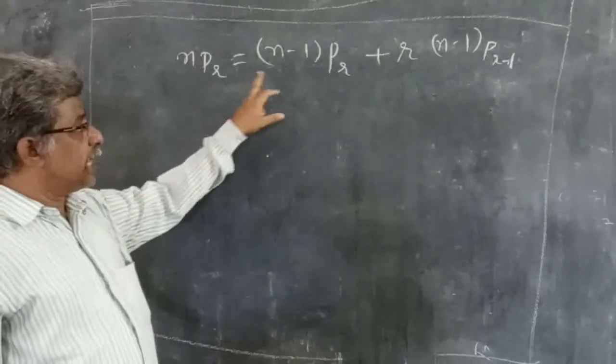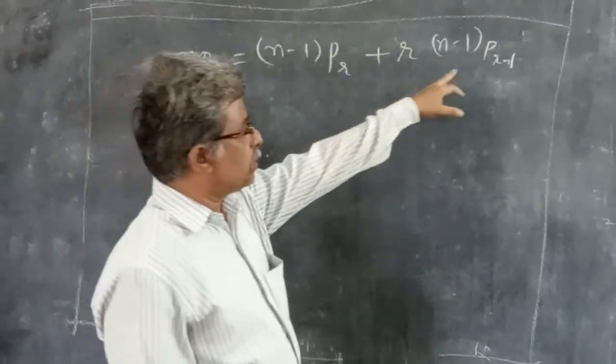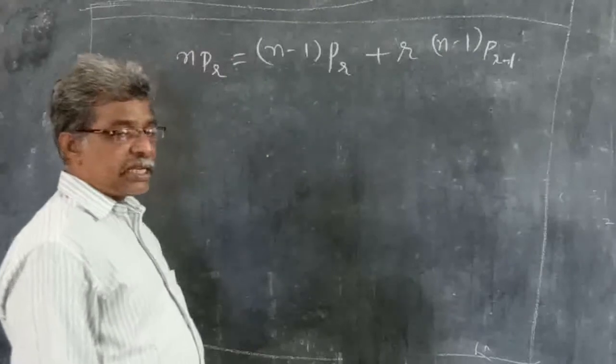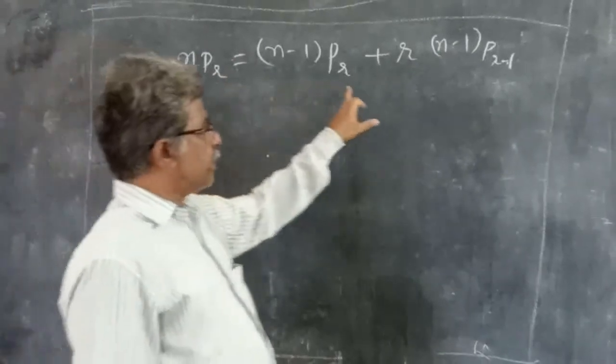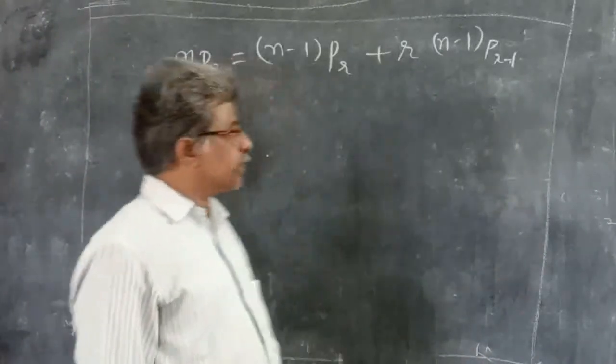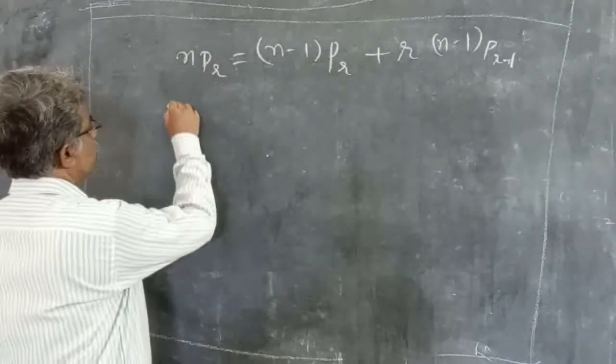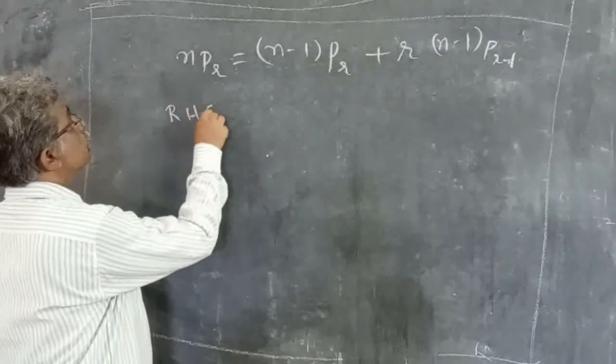Next identity: nPr equal to n minus 1 P r plus r into n minus 1 P r minus 1. If we take the RHS, it is easy to prove.